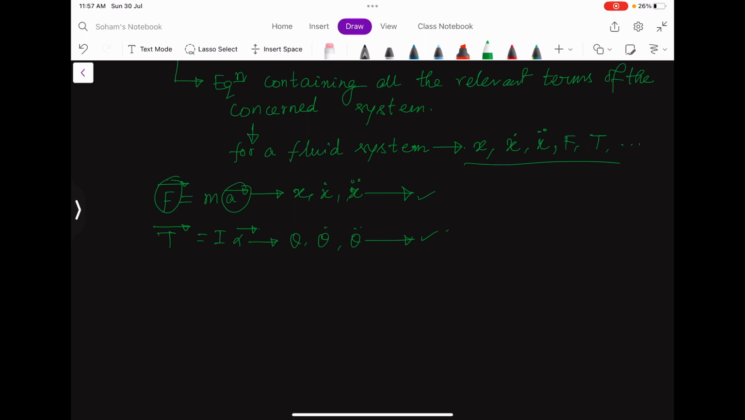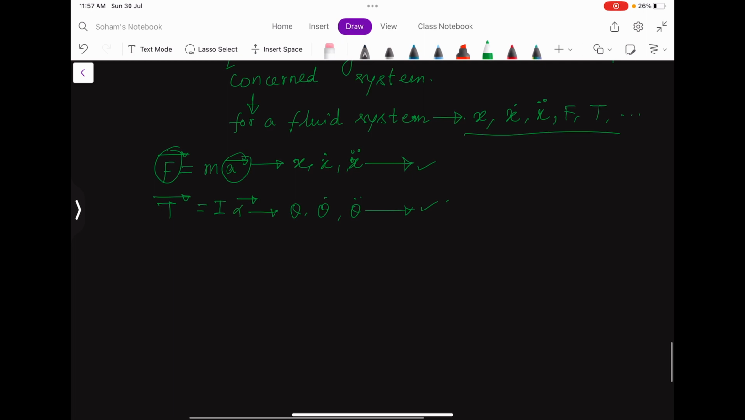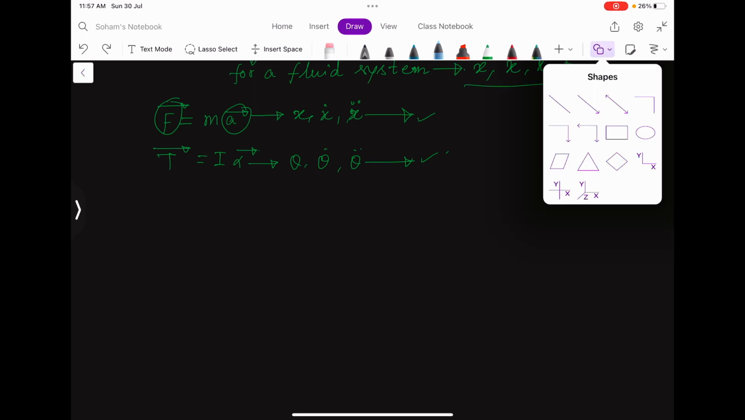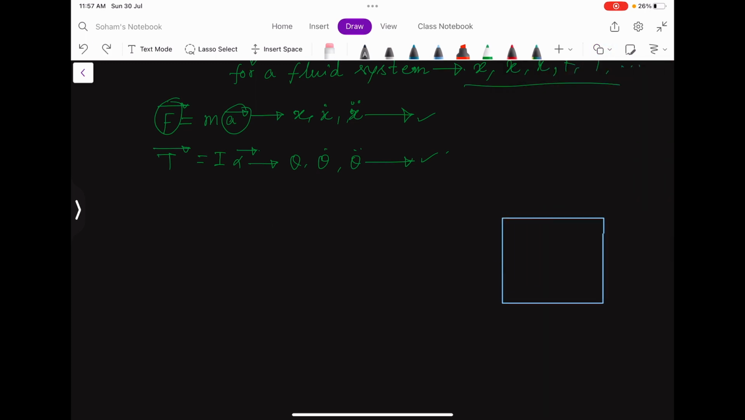Then let us apply. So firstly, let us consider a fluid element. Okay, let us consider a fluid element. Let me draw it with a blue color to represent the fluid. Okay.